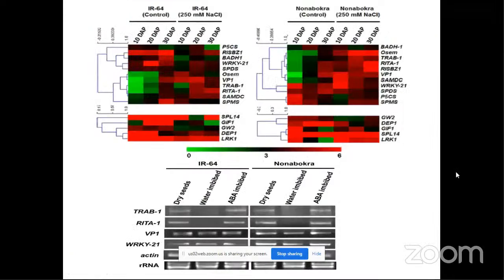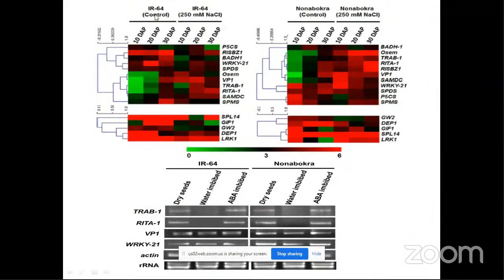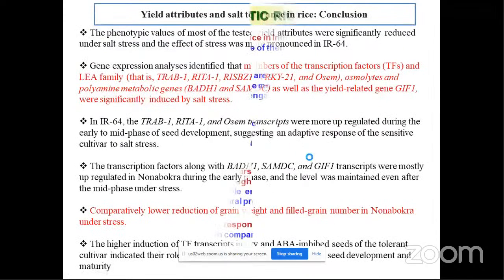And then we also tried to construct a heat map based on the characterization of some very well-known genes, the transcription factors and the osmolyte biosynthetic genes, along with some growth-related and grain yield-related genes. Some of the conclusions we got were that in the tolerant variety, Nonabokra, there was a lower reduction of grain weight and filled grain number as compared to the sensitive variety, IR64.